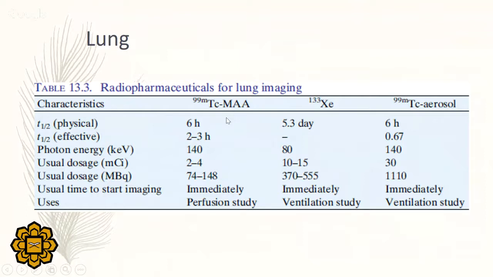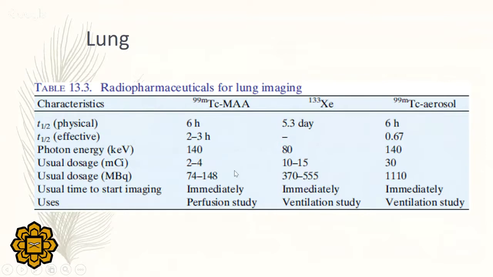And the effective half-life for the MAA is about 2 to 3 hours, aerosol 0.67 hours, but xenon we can't have. Photon energy, both in aerosol and MAA is about 140 keV, but for xenon a little bit lower, 80. Okay, the dosage. If you use MAA, you use about 2 to 4 millicurie, but for aerosol, a little bit higher, about 30. As for the xenon, you use about 10 to 15.